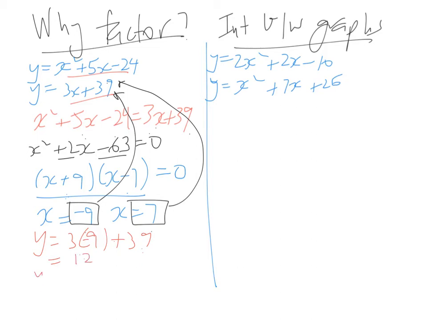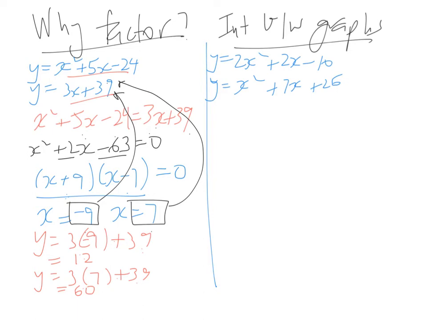And then for the other one, y equals 3 times 7 plus 39. So we've got 21 plus 39 to give us 60. So there are two intersects. We intersect at negative 9 and 12, and also 7 and 60. I'm not going to draw because I'm running out of space.